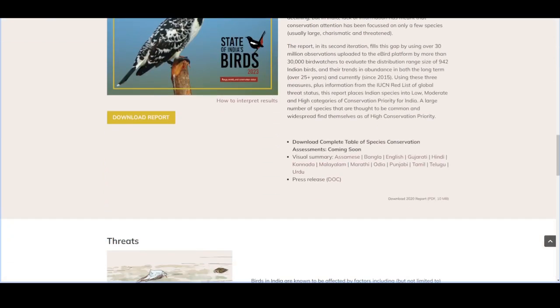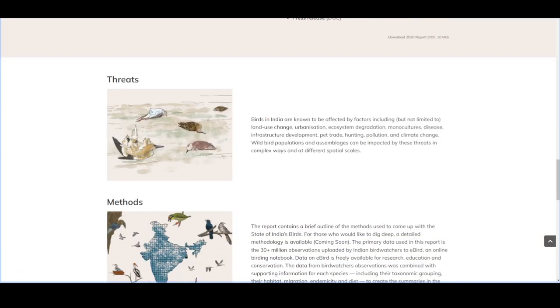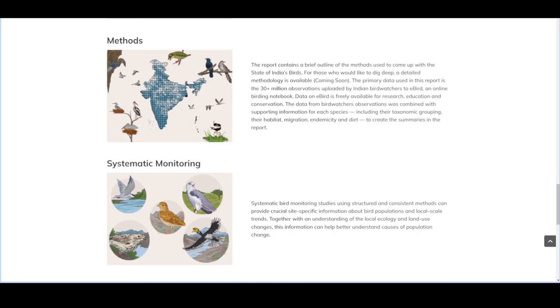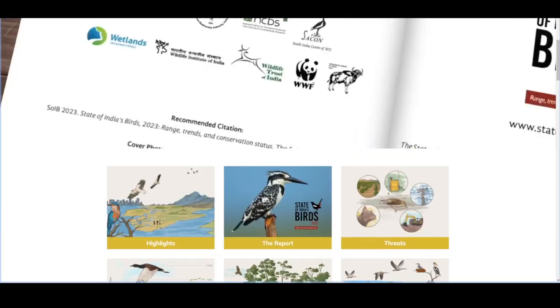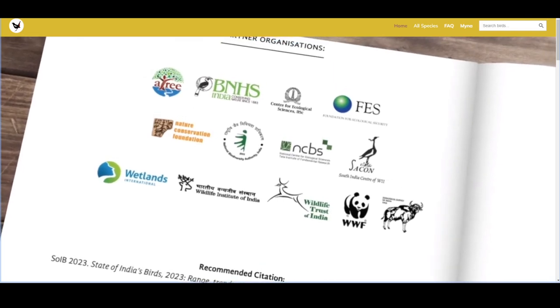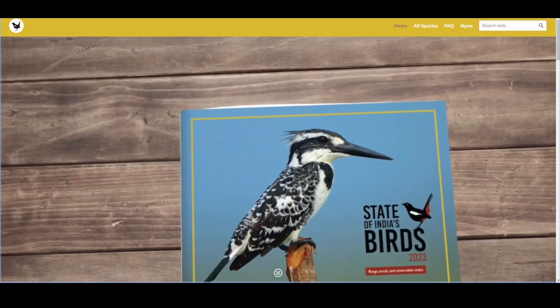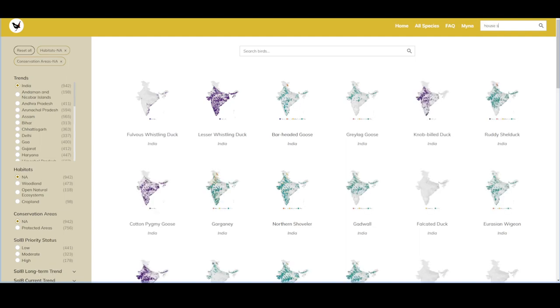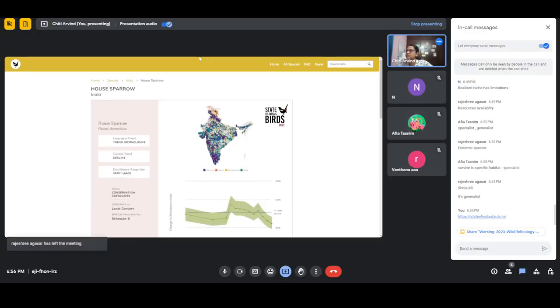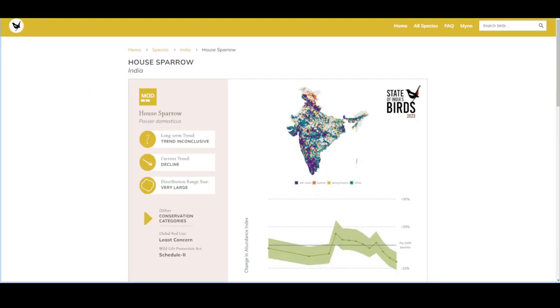This is being studied from a platform known as eBird, which I mentioned earlier. This is an online citizen science platform. So do feel free to explore this site. You can explore all species also. If you want to explore a particular bird, let's say house sparrow, I can say house sparrow, and this will show me the distribution of the house sparrow all over the country.